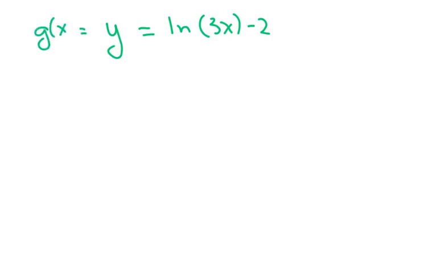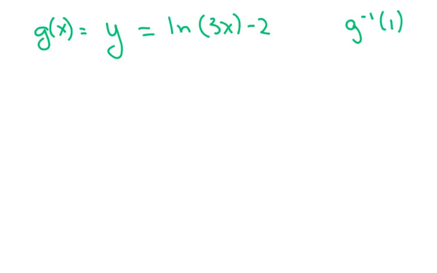Okay, so I'm going to go ahead and write it as y. y equals ln of 3x minus 2, and this is our g. I'm just changing it to y there. And we're going to evaluate the inverse at 1.